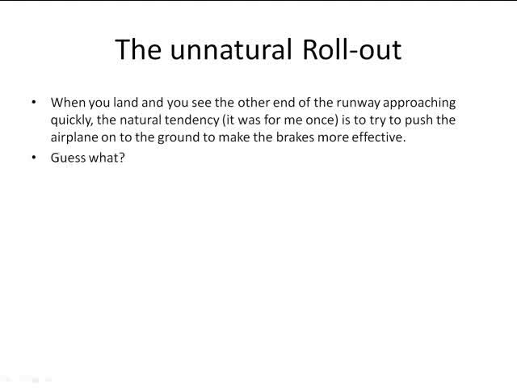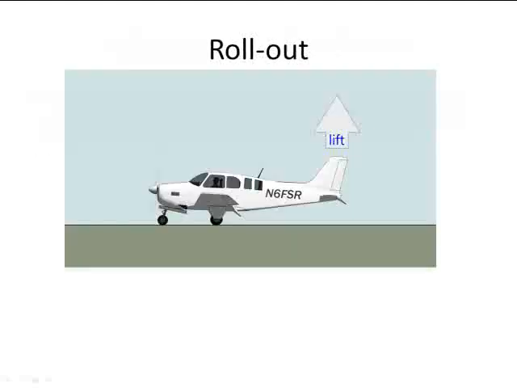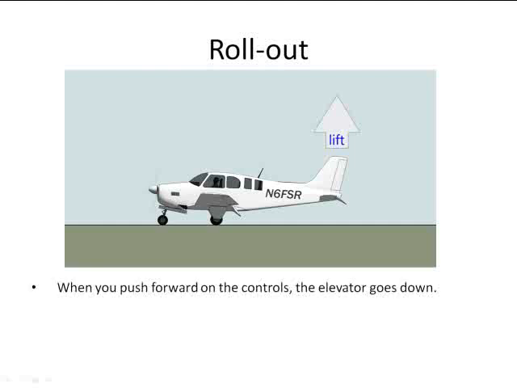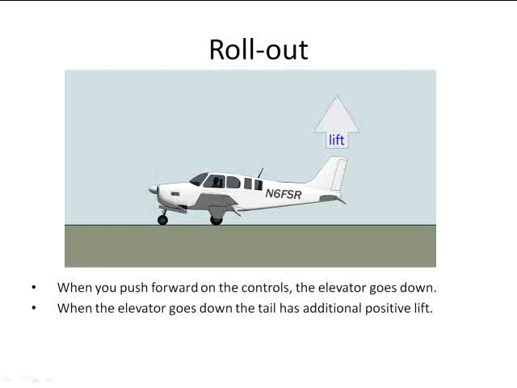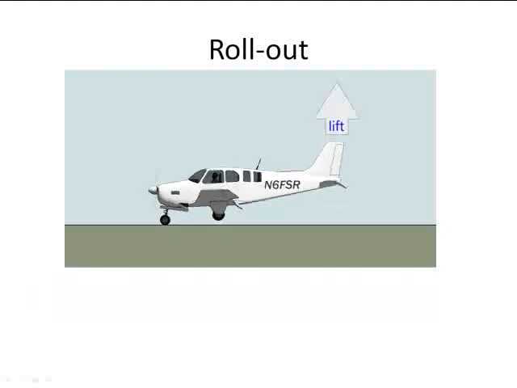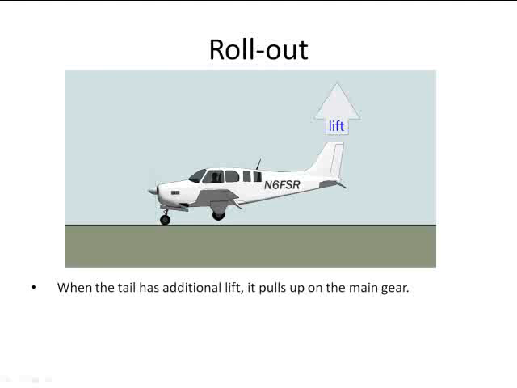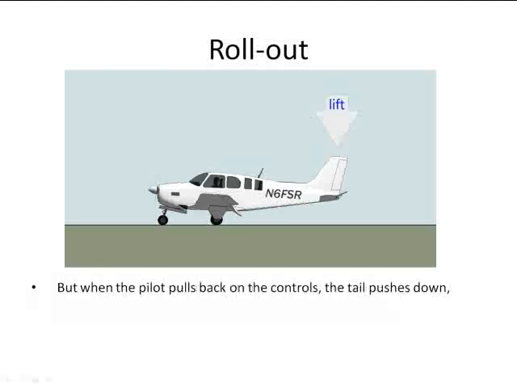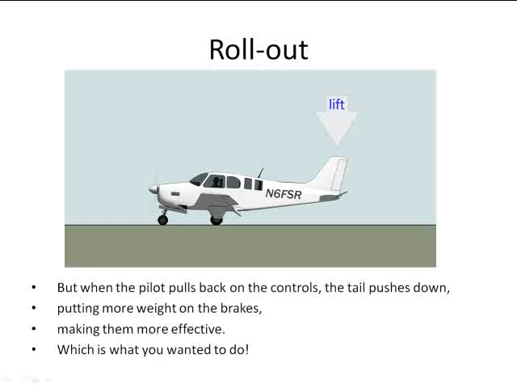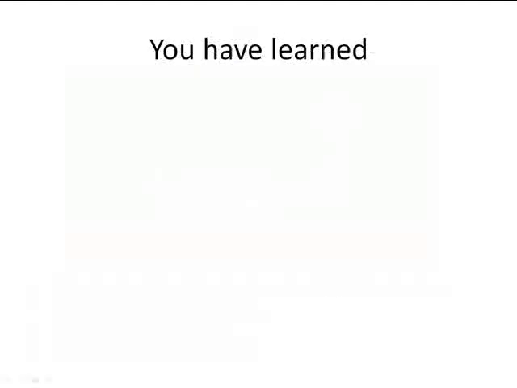So, guess what? On rollout, when you push forward on the controls, the elevator goes down. When the elevator goes down, the tail has additional positive lift. When the tail has additional lift, it pulls up on the main gear. When the main gear are lifted, the brakes don't do much. But when the pilot pulls back on the controls, the tail pushes down, putting more weight on the brakes, making them more effective, which is what you wanted to do.